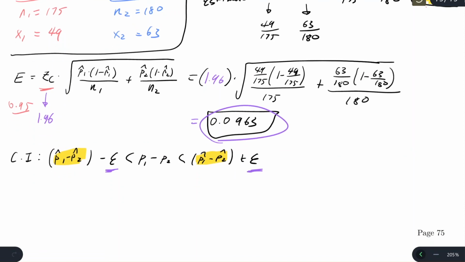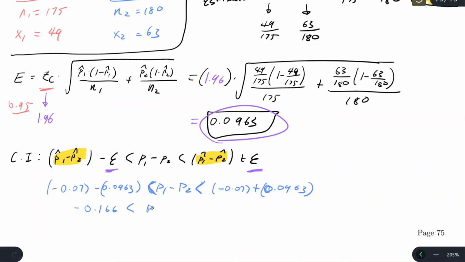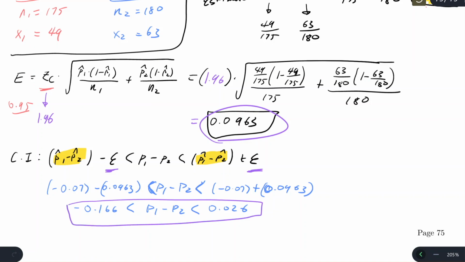So it will be negative 0.07 minus the margin of error for p1 minus p2, and negative 0.07 plus the margin of error. So just some numbers. I get negative 0.166 for p1 minus p2, and 0.026. So this is our final answer in terms of the confidence interval.